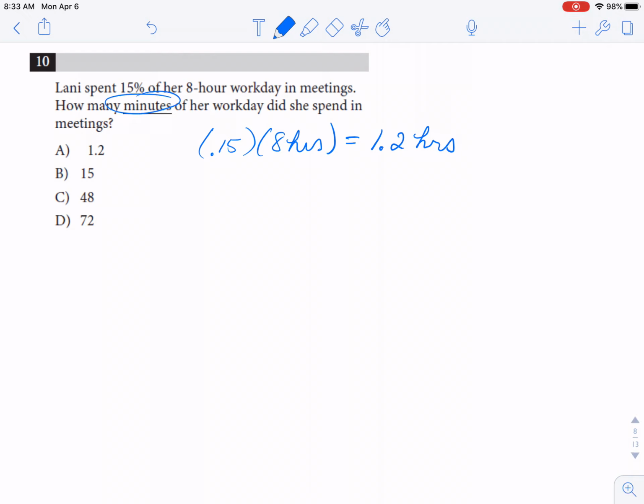But the question says how many minutes. So now we need to take our 1.2 and multiply it by the number of minutes in an hour. Yes, you are correct. It is 60. When we do that, we end up getting 72. Or you could just say 1.2 hours. There's only one answer in minutes that is greater than 1 hour, and that was the 72.